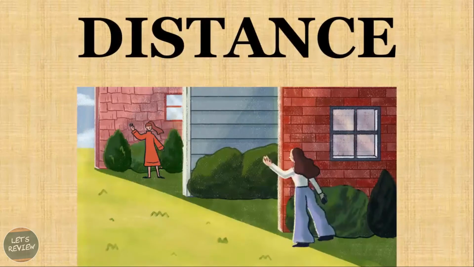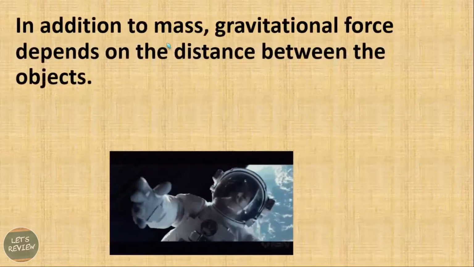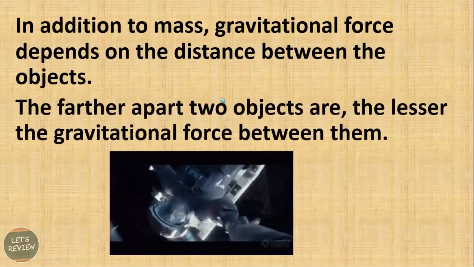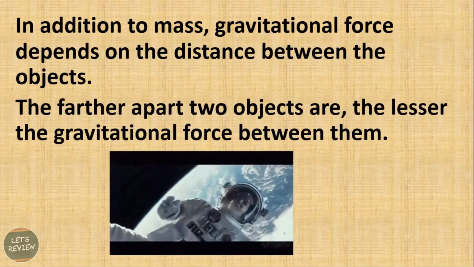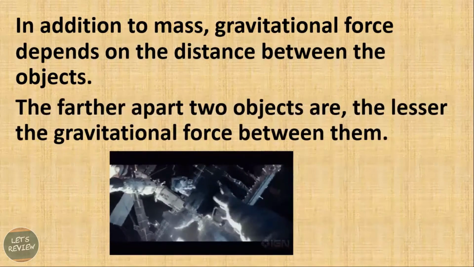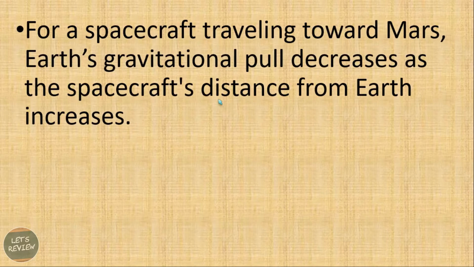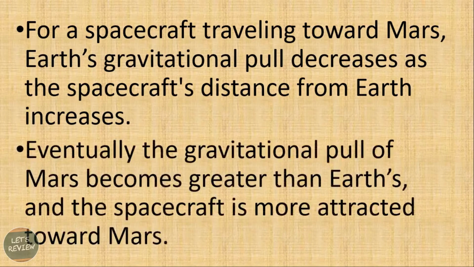Another thing that affects gravity is the distance, not only the mass, but also the distance. In addition to mass, gravitational force depends on the distance between the objects, meaning the farther apart two objects are, the lesser the gravitational force between them. For a spacecraft traveling towards Mars, Earth's gravitational pull decreases as the spacecraft's distance from the Earth increases. Eventually, the gravitational pull of Mars becomes greater than Earth's, and the spacecraft is more attracted toward Mars.